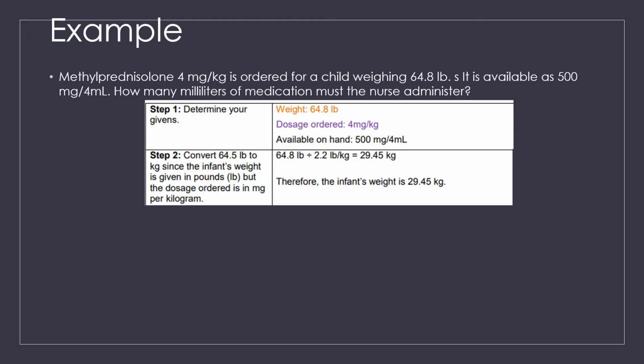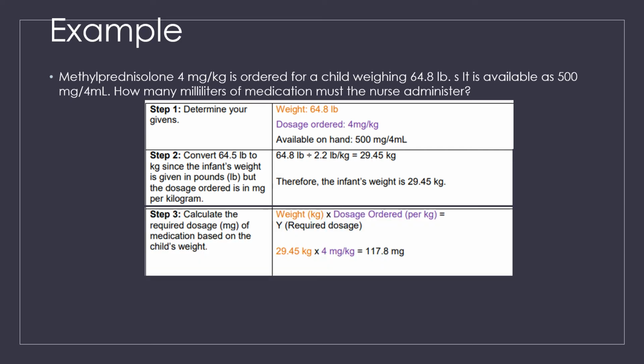Next is to convert 64.8 pounds to kilogram. So 64.8 pounds divided by 2.2 pounds per kilogram, so the patient's weight is 29.45 kilograms. Then we calculate the required dosage in milligram of medication based on the child's weight. So the child's weight is 29.45 kilogram times 4 milligram per kilogram, which is the dosage ordered, is equivalent to 117.8 milligram.